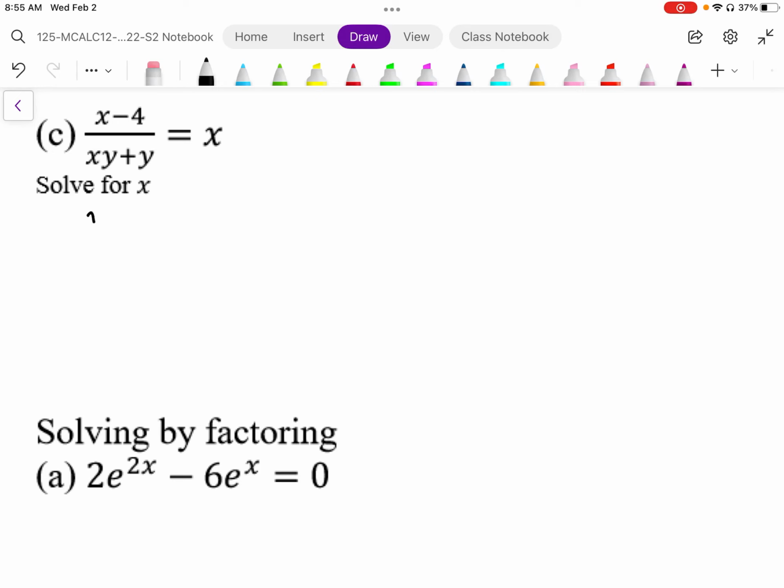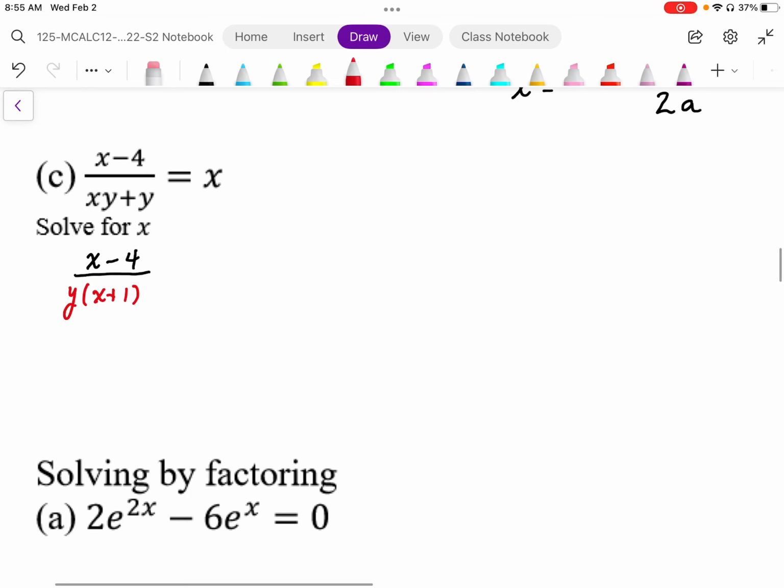Before we can get rid of the denominator, we have to state the restrictions. So I'm going to factor the denominator first. And I end up with y times x plus 1, and that gives us the restrictions. y is not equal to 0, and x is not equal to -1. So once I've established my restrictions, I can solve this equation.